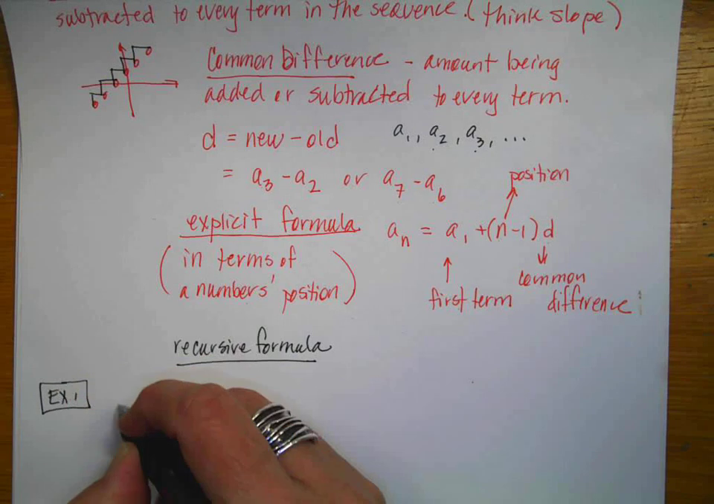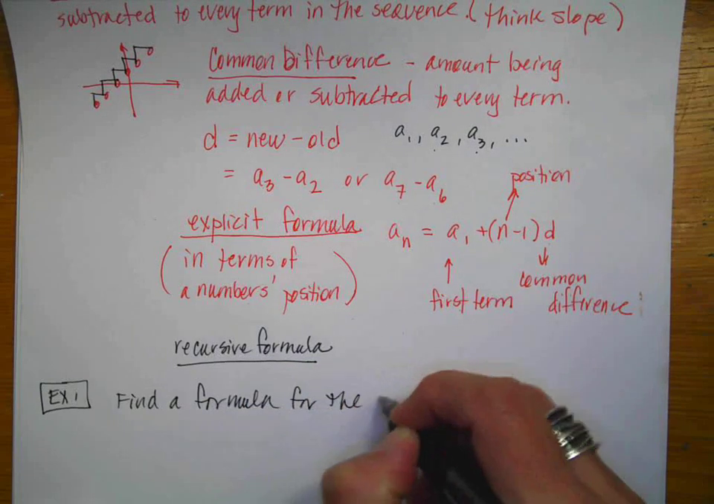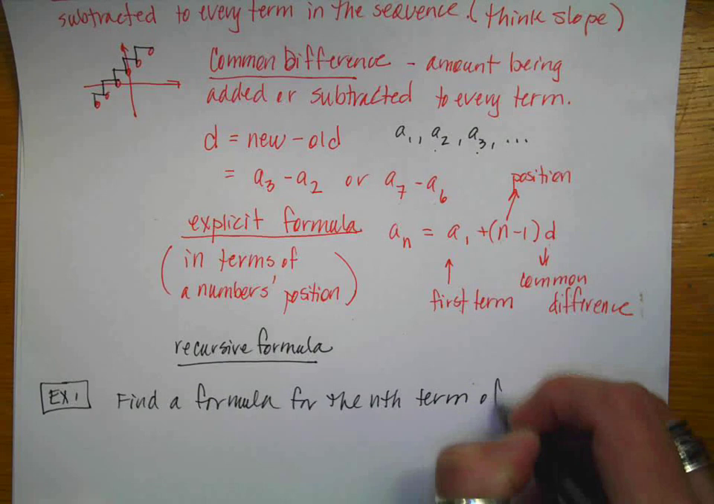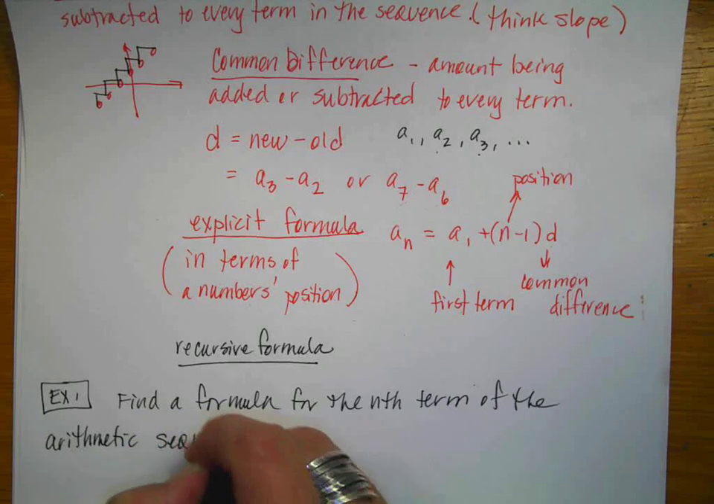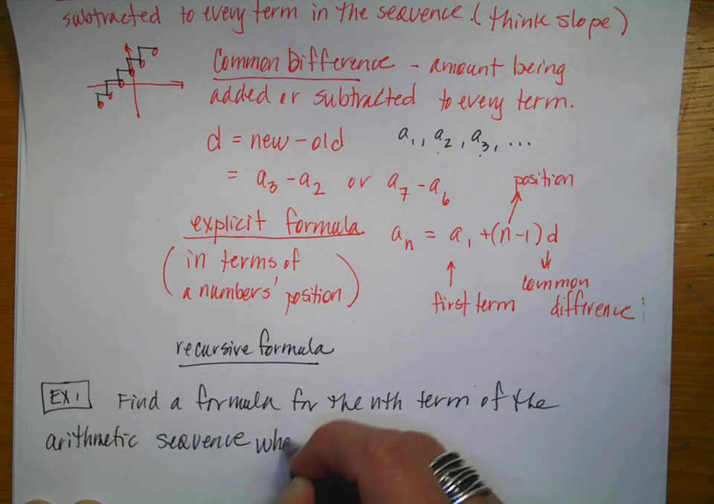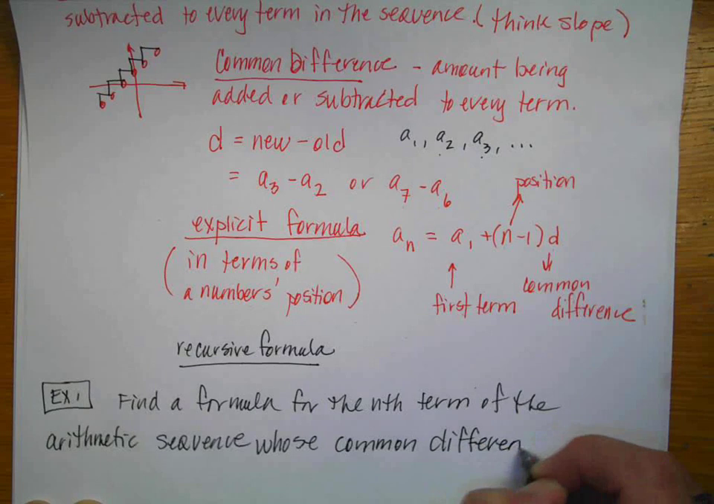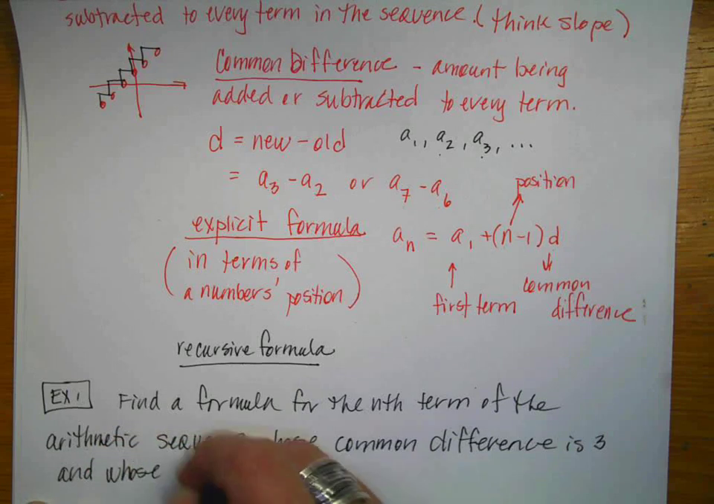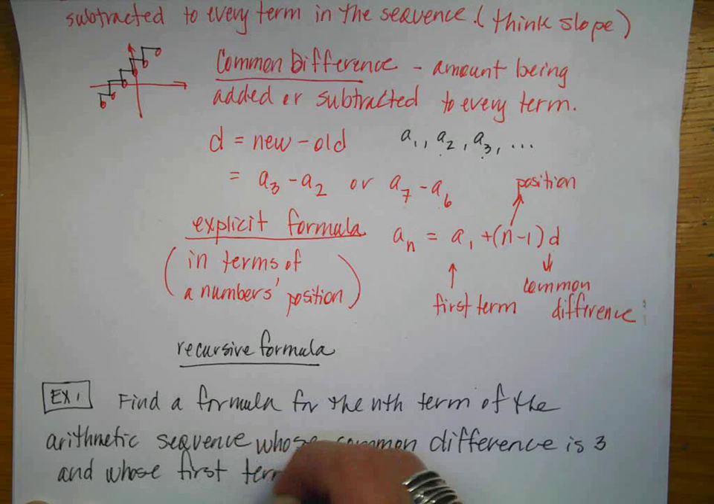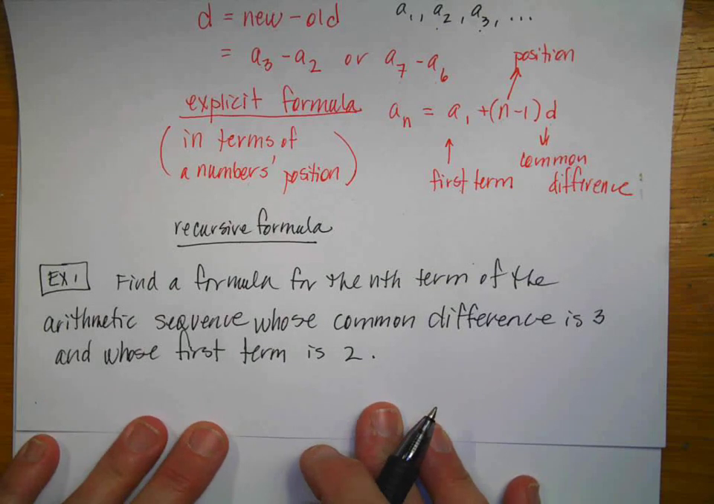So this is going to be example number 1, and it says find a formula for the nth term of the arithmetic sequence, it's a lot of words, whose common difference is 3 and whose first term is 2. Okay, so I want to find a formula for the nth term of an arithmetic sequence whose common difference is 3 and whose first term is 2.